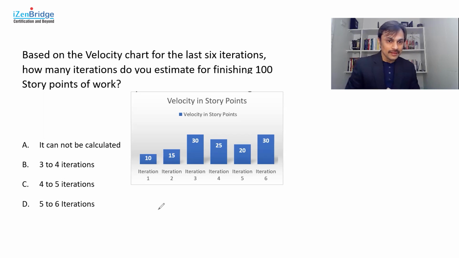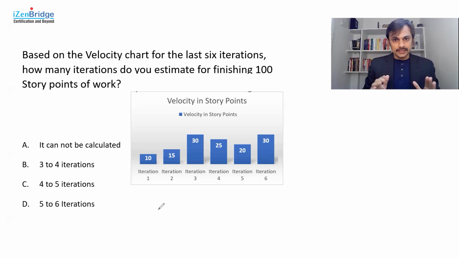Okay, so what is velocity and how does it help us in calculating the number of iterations in the release? So you can say that velocity represents the quantum of work a team can mark done in a given iteration. So can we read that from this particular bar chart?